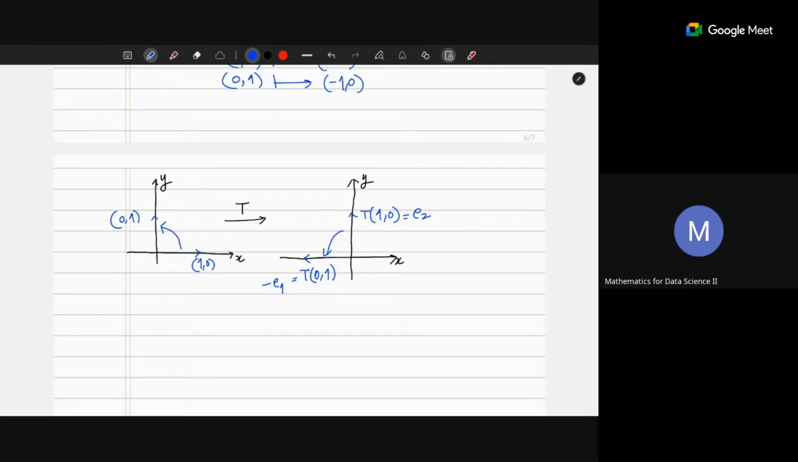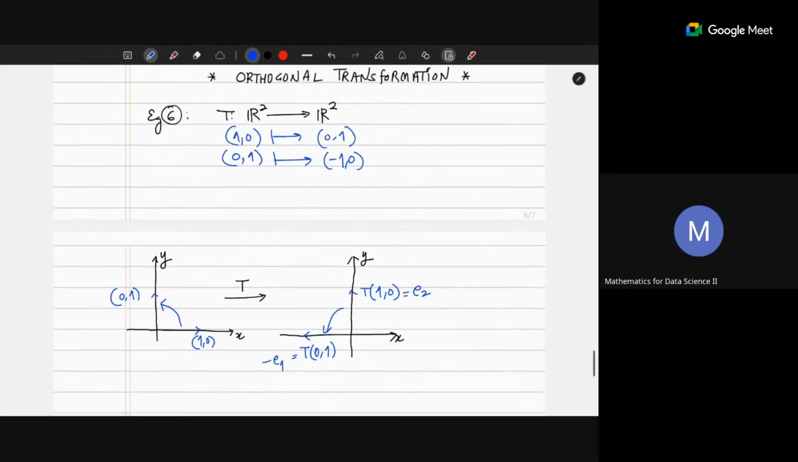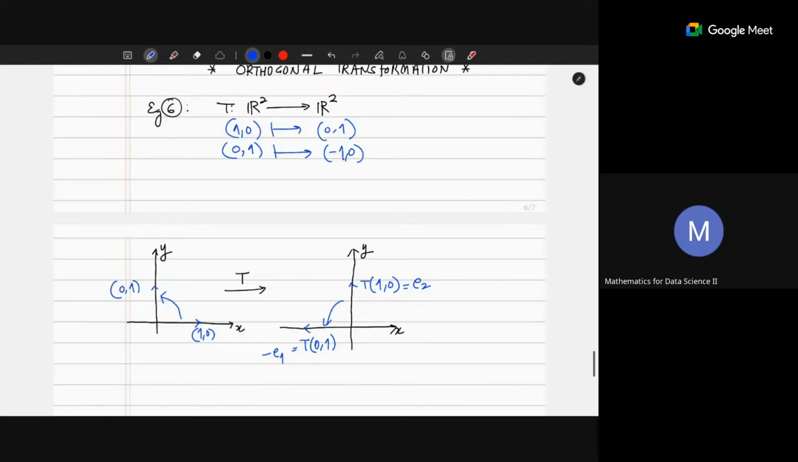Earlier you were traveling from x axis to y, and now you are traveling from y to x. So you may think that you have rotated. Everything has been rotated. Now your x-axis has become the y-axis, and your y-axis has become the minus x-axis. So you have rotated your plane by how many degrees? Can you guess? By 90 degrees. Yeah, that is correct. So we have rotated our plane by 90 degrees. So that is what this map is doing.